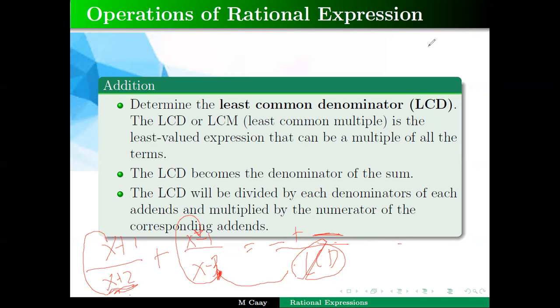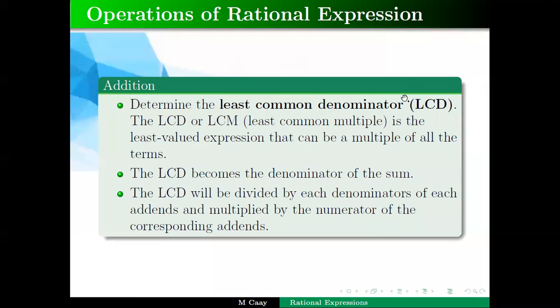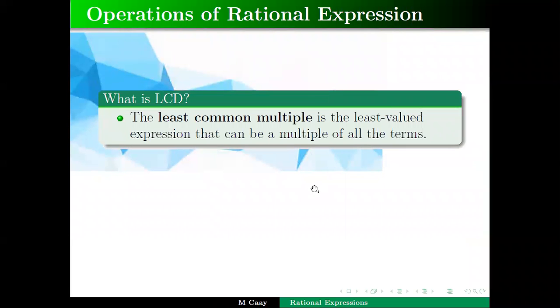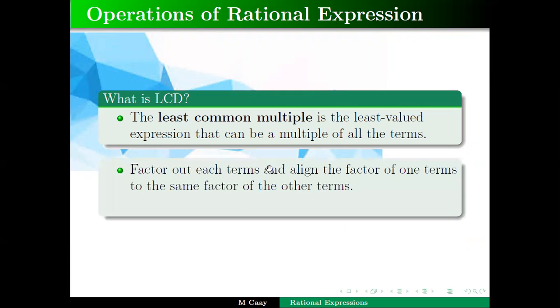Okay, great. So what is really LCD? So LCD, or again, the least common denominator, is what we call the least valued expression that can be a multiple of all terms. So first is we factor out each term and align the factor of one term to the same factor of the other. Bring down all the aligned factors and then multiply.